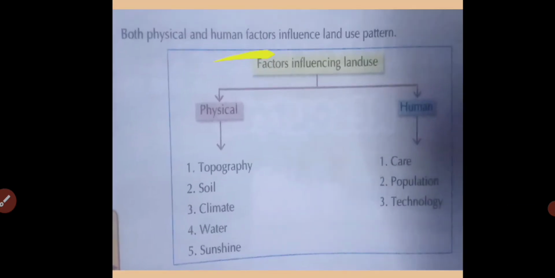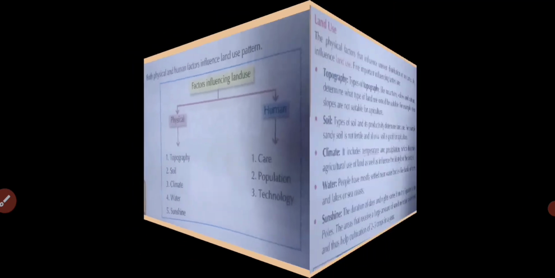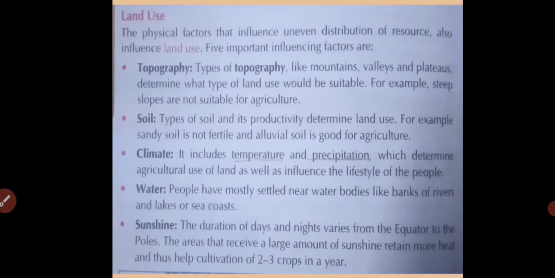These are the physical and human factors that affect the land use pattern of any area. Physical factors: topography, soil, climate, water, sunshine, and human factors: care, population and technology. Land use and the factors that affect the land use pattern of any area.